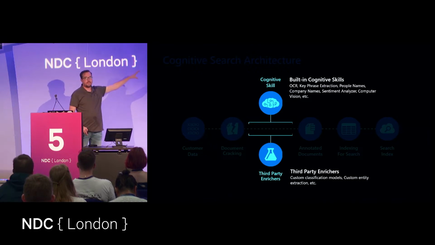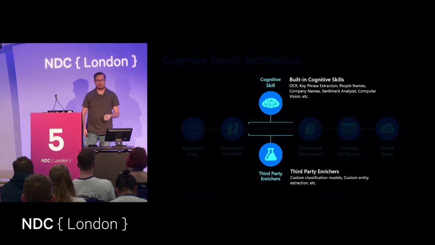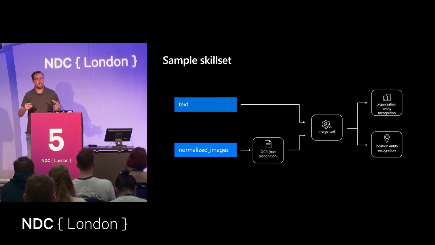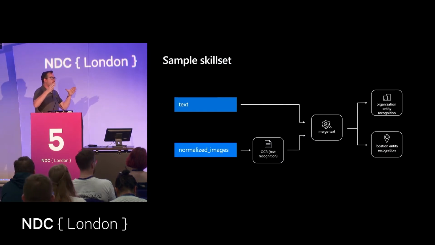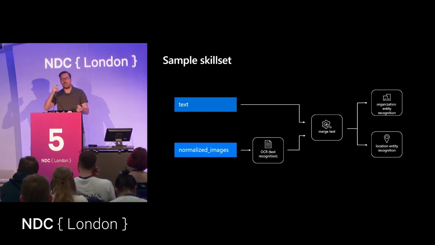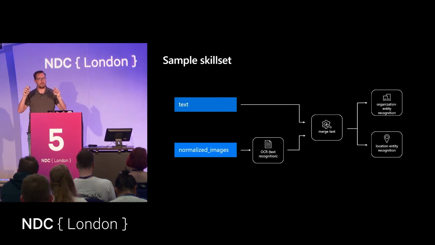So there are built-in cognitive skills, and there are third-party enrichers, basically the thing you make yourself. So a sample skill set, how does it look? A skill set is a combination of multiple little skills. So you have an OCR skill, you have an entity recognition skill, and you combine them, and together those skills are going to be a skill set.